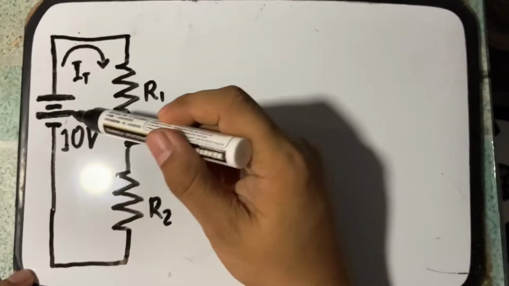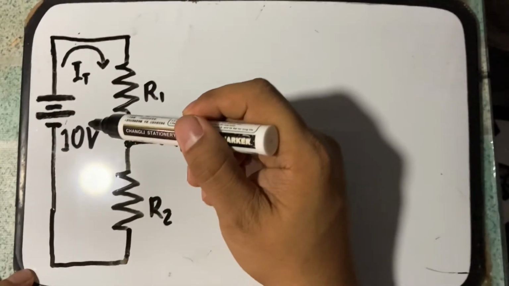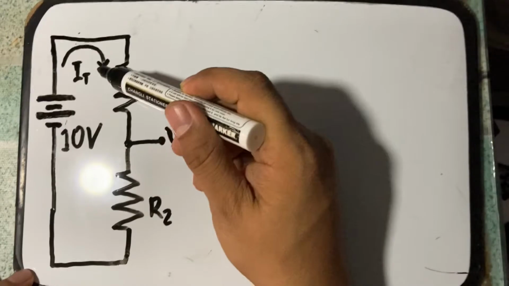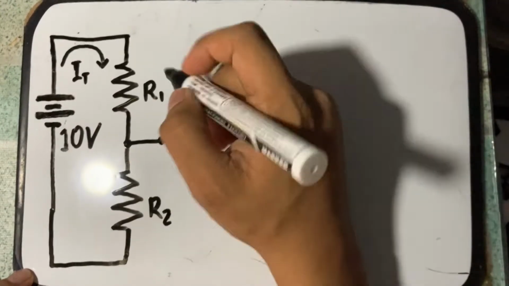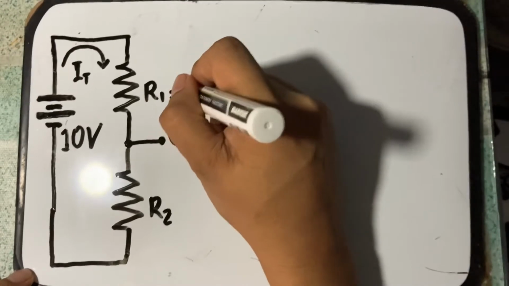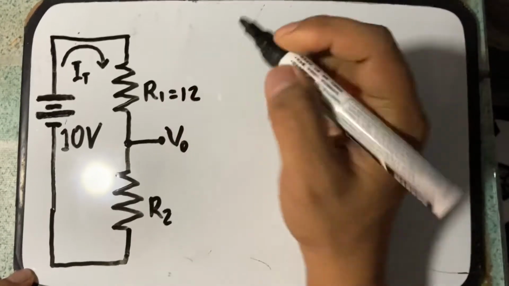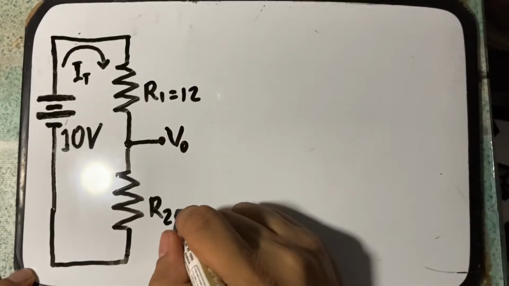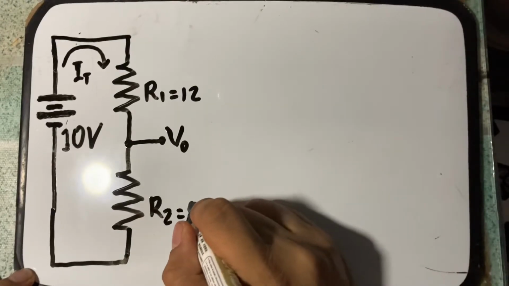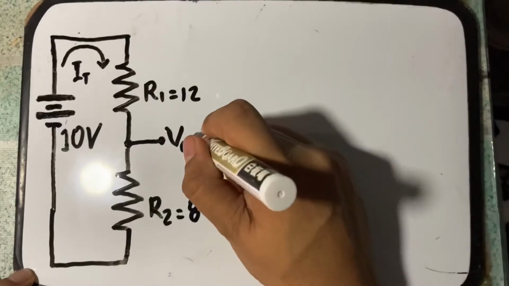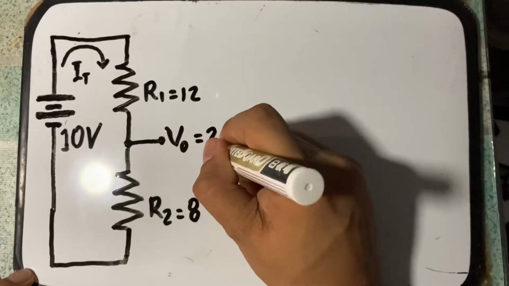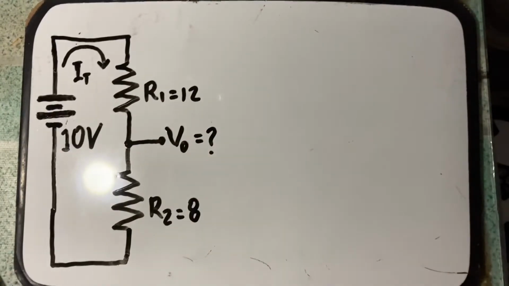So sa example na to, we have 10 volts source and then R1 and R2 in series connection. Now let's assume R1 is equal to 12 ohms and R2 is equal to 8 ohms. So VO ang i-compute natin ngayon.